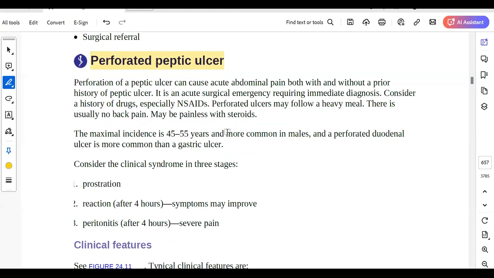Next, perforated peptic ulcer. All of you know about this. Peptic ulcer perforation comes as a severe acute abdominal pain. Sometimes the patient might not even know that they had a peptic ulcer. So with or without a history of peptic ulcer, a patient can come to you with perforated peptic ulcer symptoms. It's a surgical emergency and it requires immediate diagnosis. Many times it could be due to long-term intake of NSAIDs.